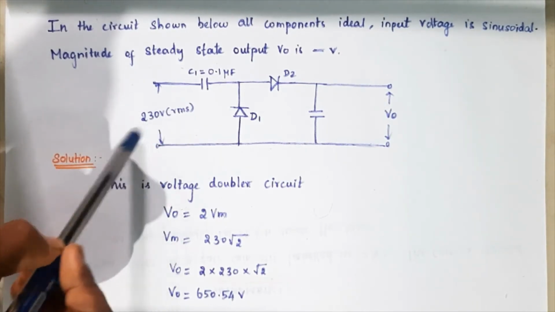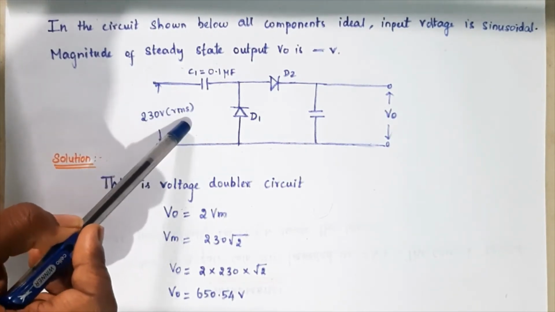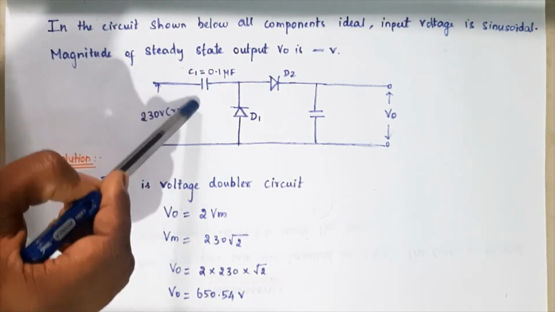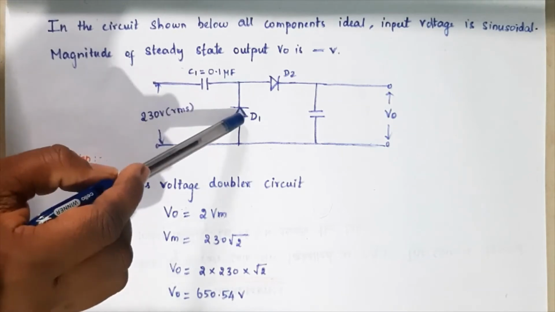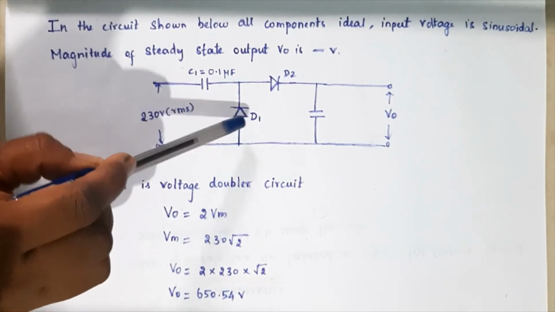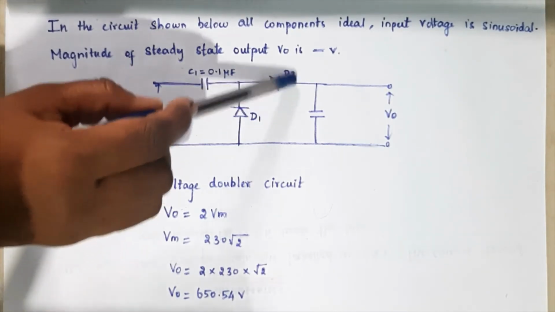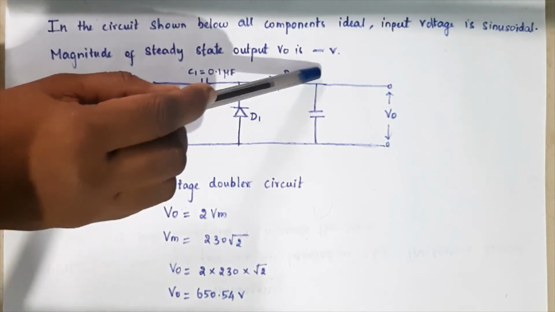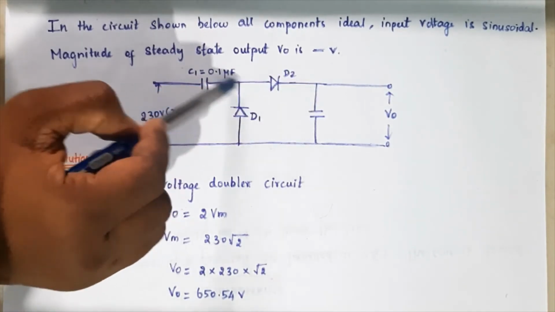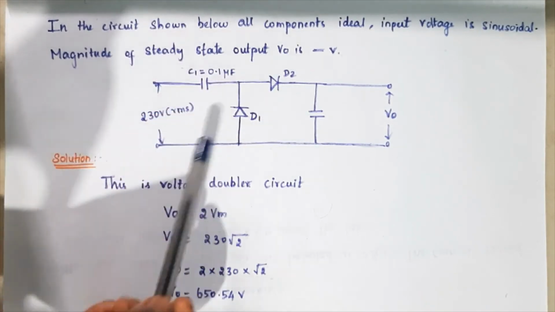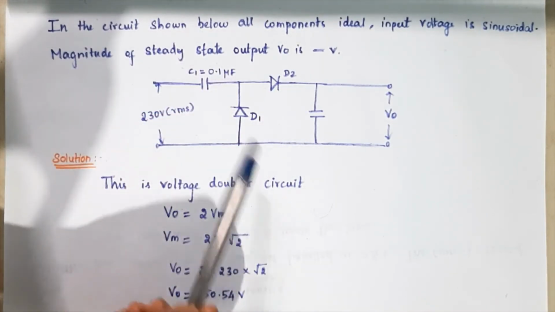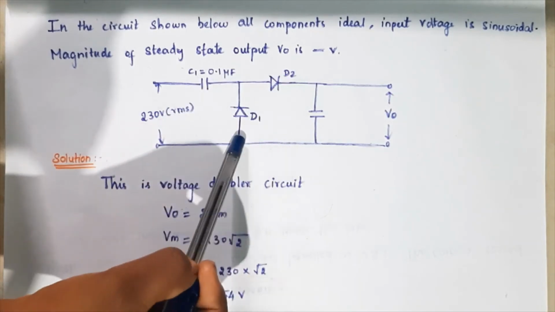We have input voltage of 230 volt RMS and a capacitor value is also given, 0.1 microfarad, and here we have diode D1 connected and D2 also connected, and we have a capacitor here also of the same value, 0.1 microfarad. So this is similar to the voltage doubler circuit, so we can call it a voltage doubler circuit.